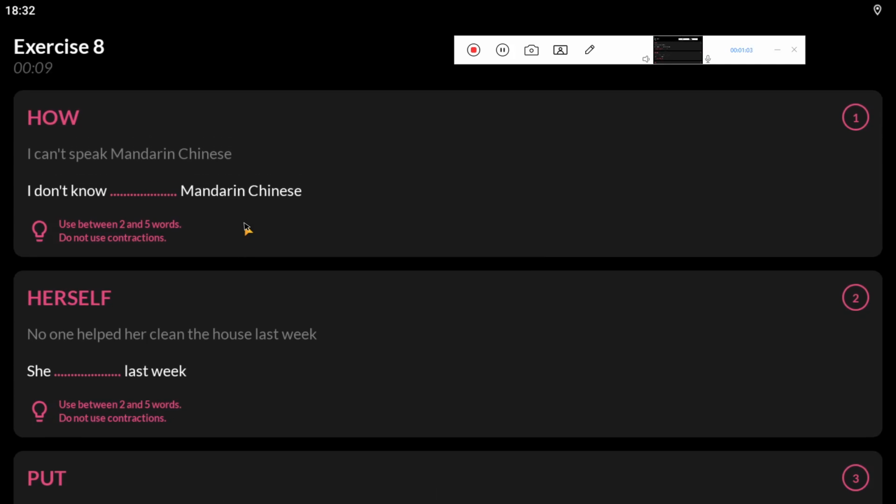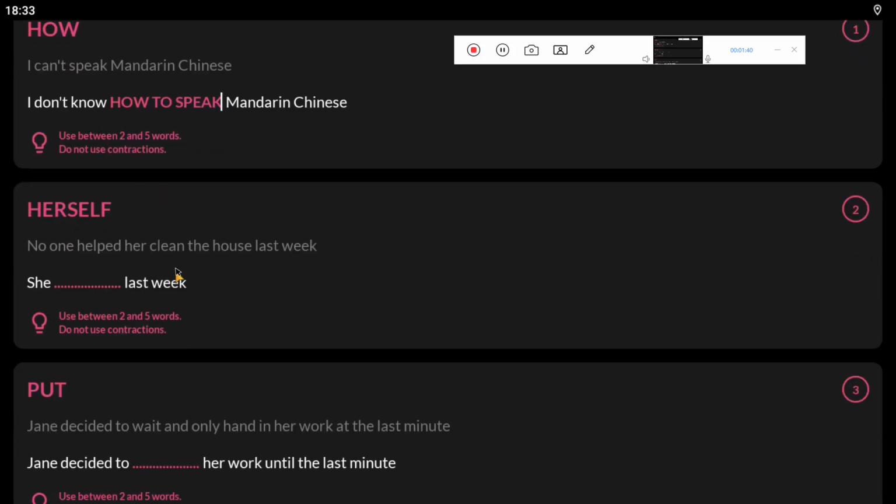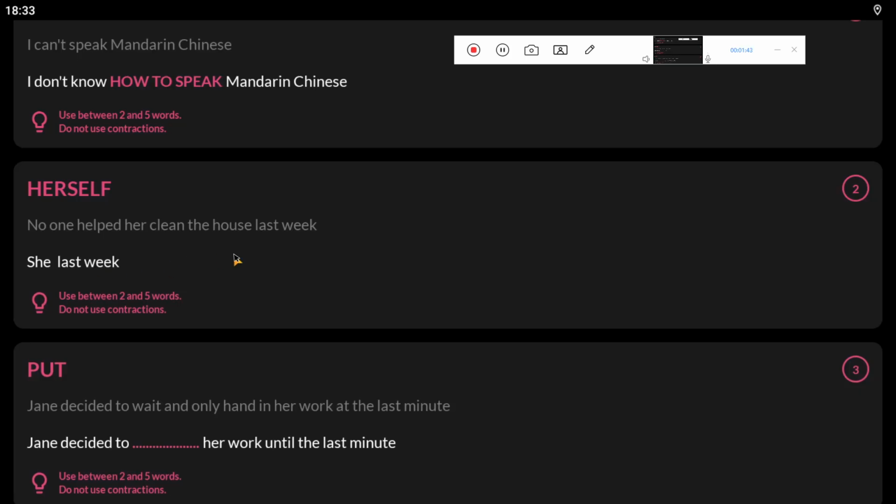Okay, let's go with this one. Remember, you have to use between 2 and 5 words, no more than that. We have as the keyword "how". It says "I cannot speak Mandarin Chinese." It means that I don't know Mandarin Chinese. What do you think it could be here? How to speak, right? So we're going to start easily. "I don't know how to speak Chinese" in this case.